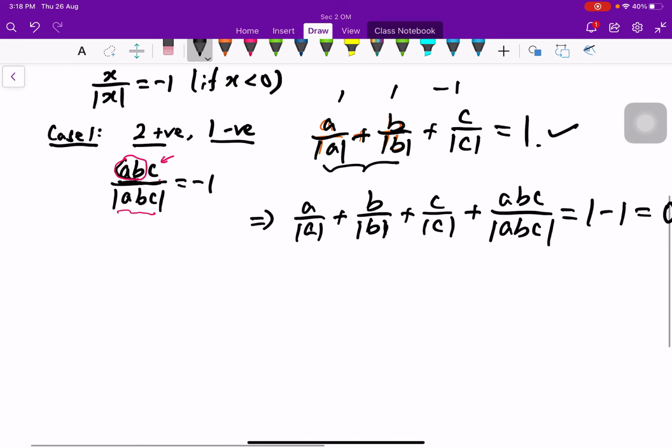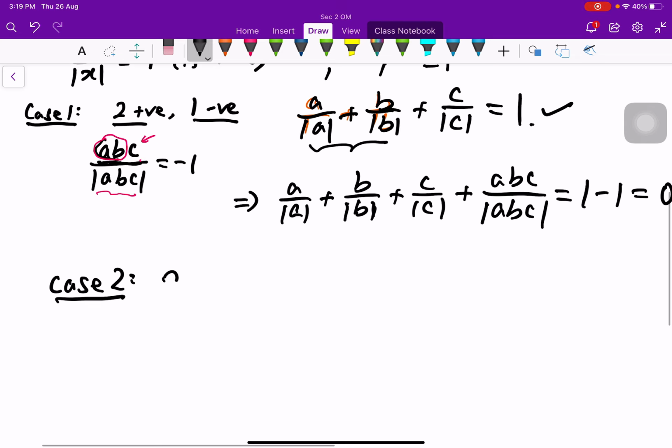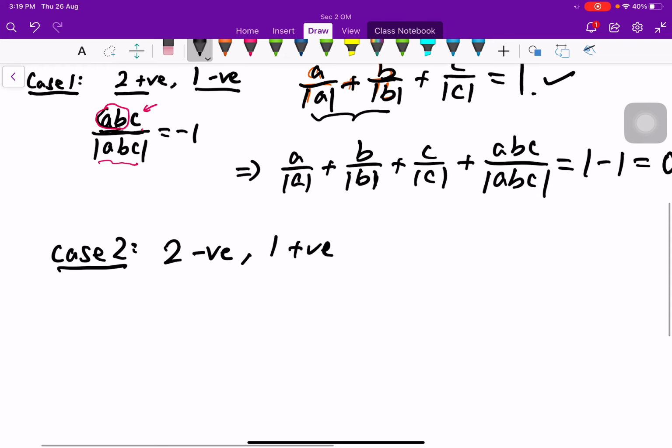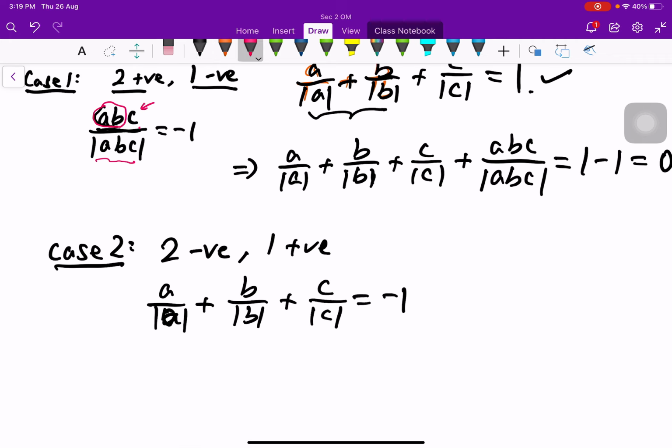Then case number 2. Case number 2 will be 2 negative, so two of them are negative and 1 positive. Then in this case, we can conclude that A over the absolute value of A plus B over the absolute value of B plus C over the absolute value of C will be minus 1. You can assume that these 2 are negative. That means this is minus 1, and then plus 1. Therefore, minus 2 plus 1 will give you minus 1.